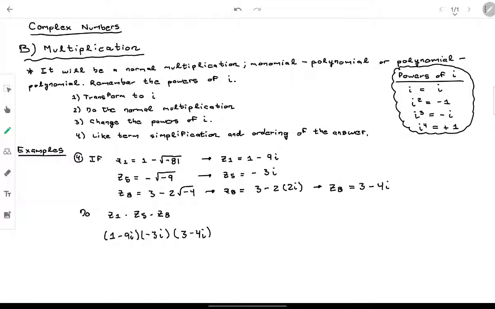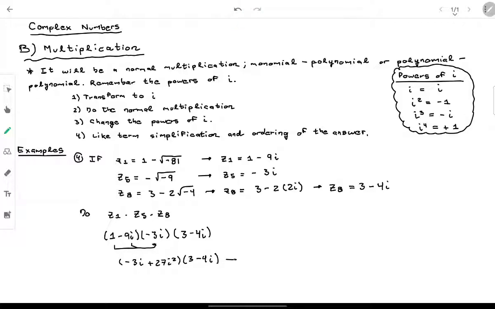So in this case, we have 3 terms multiplying, so we can start multiplying the first 2 or the last 2, and after that the answer by the other one. So let's start with this one multiplying this one, and this one multiplying this one. It's going to be 1 minus 3. It's going to be minus 3i. Minus multiplied by minus, it's plus. 9 times 3, it's 27i squared. And this one will multiply 3 minus 4i.